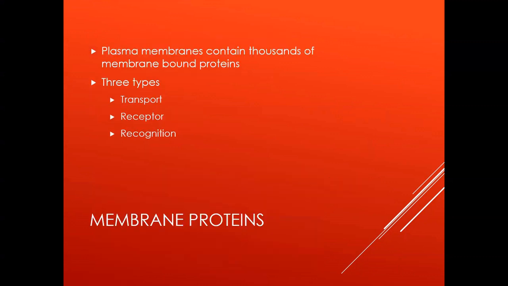Different types of membrane proteins. We have transport, receptor, and recognition, and plasma membranes contain thousands of these. Transport proteins move molecules across the membrane. Receptor proteins deliver chemical messages and trigger a reaction inside the cell, and recognition proteins serve to identify cells.